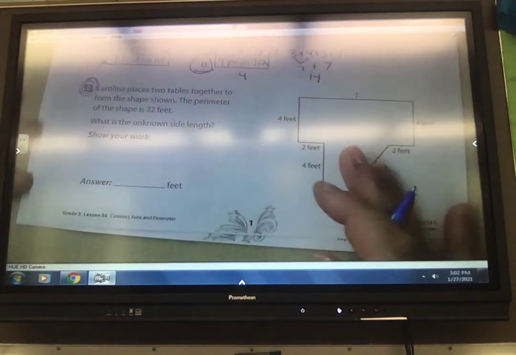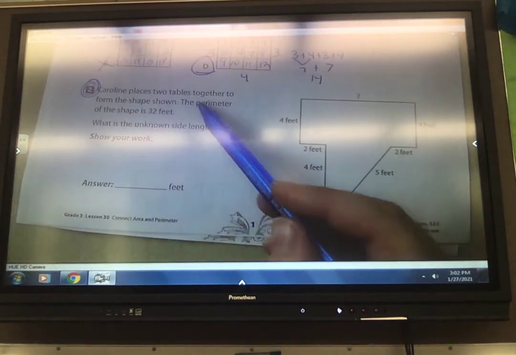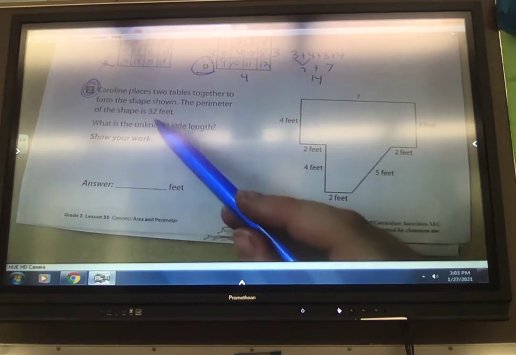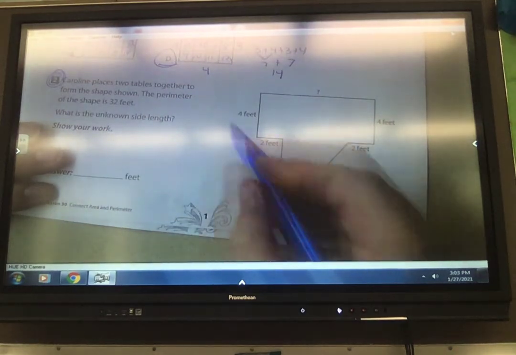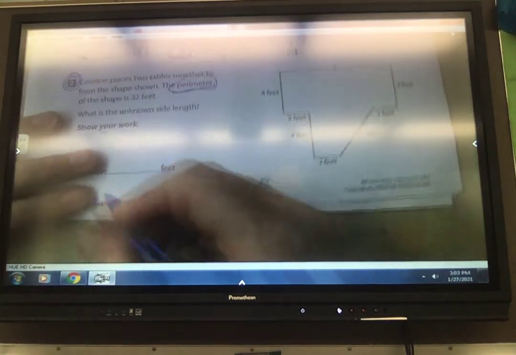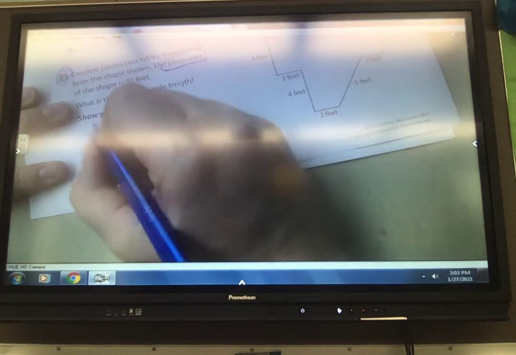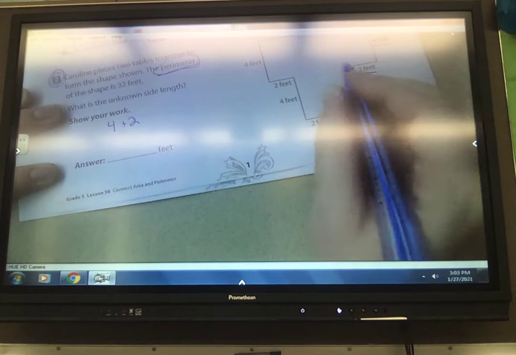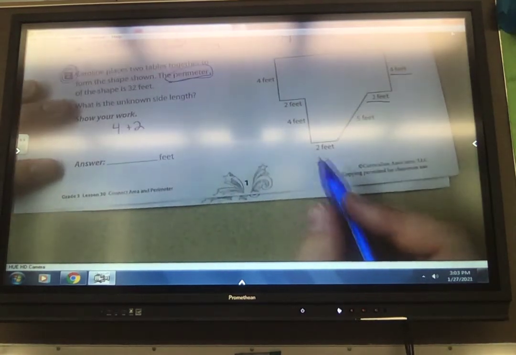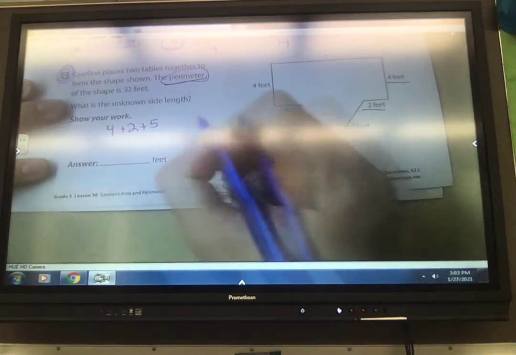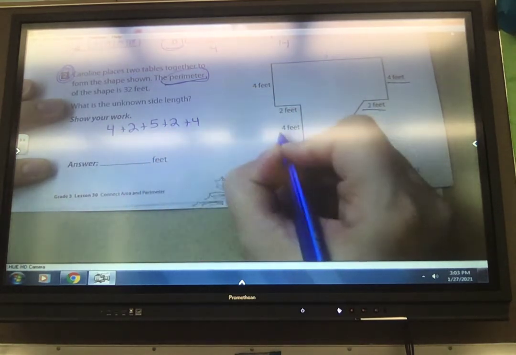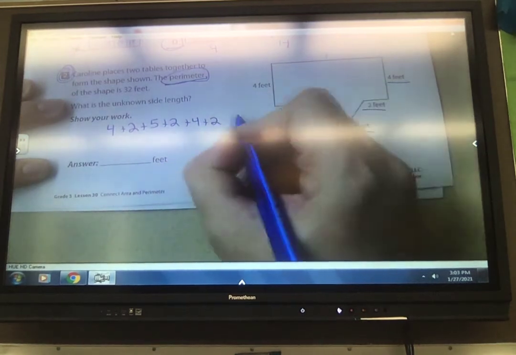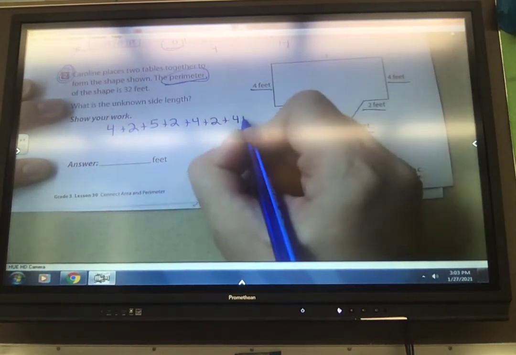Number 2 at the bottom. Caroline places 2 tables together to form this shape. The perimeter of the shape is 32 feet. What's the unknown? So we're going to add all our numbers. We're doing perimeter, add them up, and then figure out the missing number. So I see 4 plus 2. I like to mark them as I write them so I don't forget one. Plus 5 plus 2 plus 4 plus 2 plus 4 plus question mark.